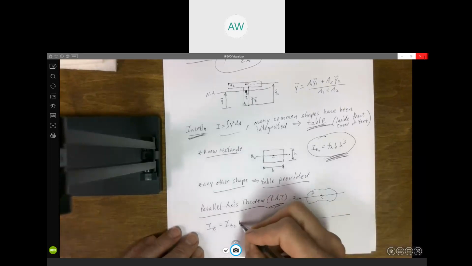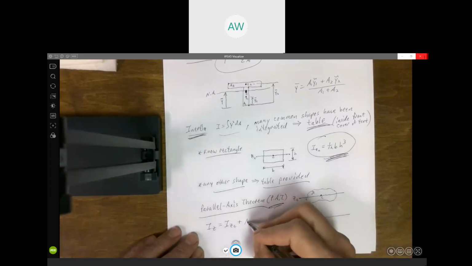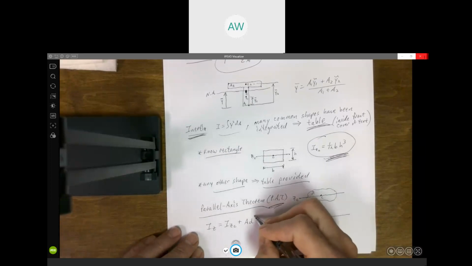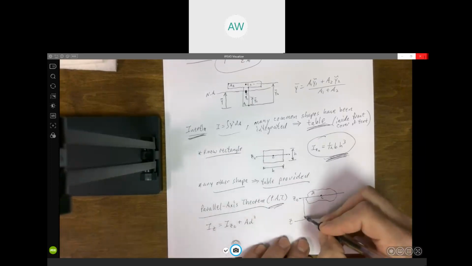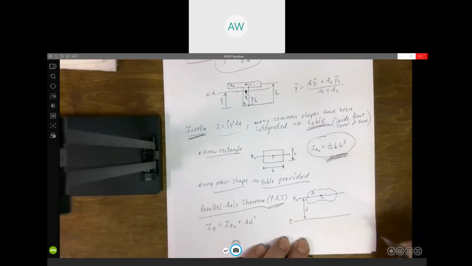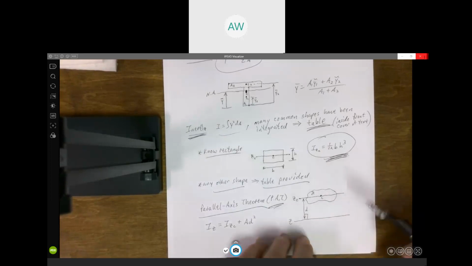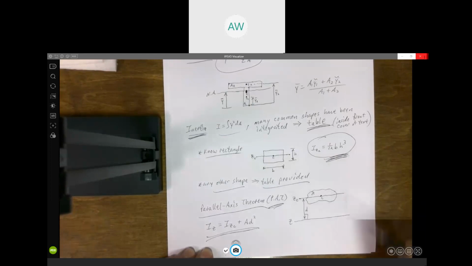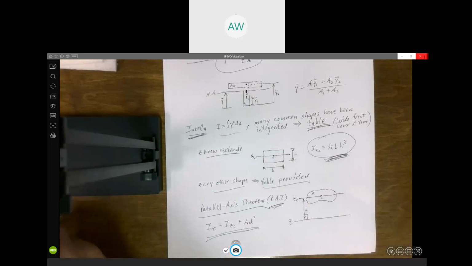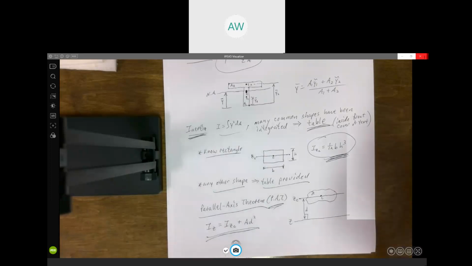But we got to add something to that. And what we add is the area times this distance squared. So whatever that perpendicular distance is, in our case, it's going to be the vertical distance between those two axes, we got to take the area times that distance squared, and you add that to get the moment of inertia about this axis.